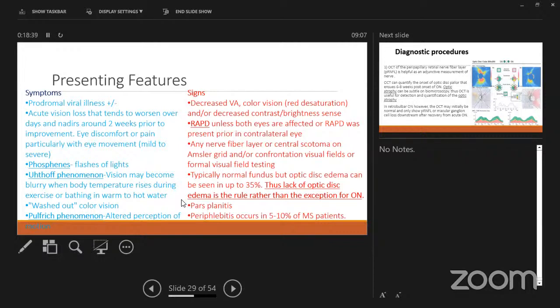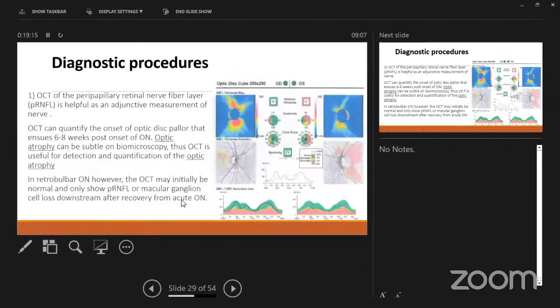In signs, we can see decreased visual acuity, red desaturation, decreased contrast or brightness sense, and RAPD can be seen unless both eyes are affected or RAPD was previously present in the contralateral eye. Then there can be a nerve fiber layer defect or central scotoma on Amsler's grid and on confrontation visual fields. Typically the fundus can be normal, but optic disc edema can be seen in up to 35% of cases. Thus, an important point to note is that lack of optic disc edema is the rule rather than the exception for optic neuritis. We can also see pars planitis and periphlebitis.